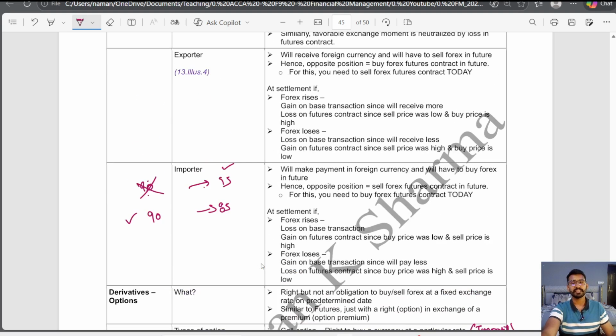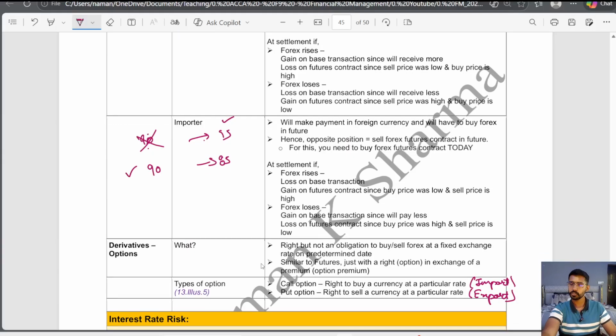And just like that, we have successfully completed another very critical chapter of your financial management syllabus, foreign exchange risk. I went a little slow and tried to explain this as logically as possible.